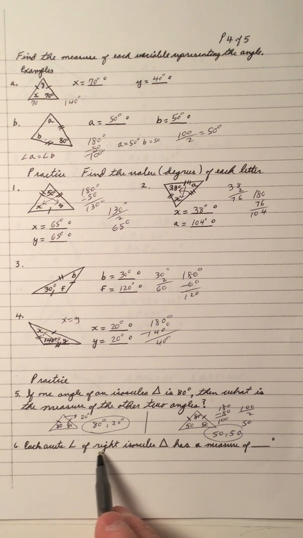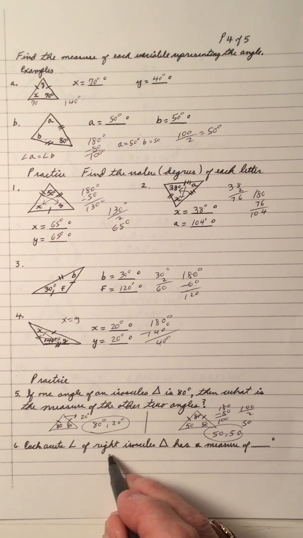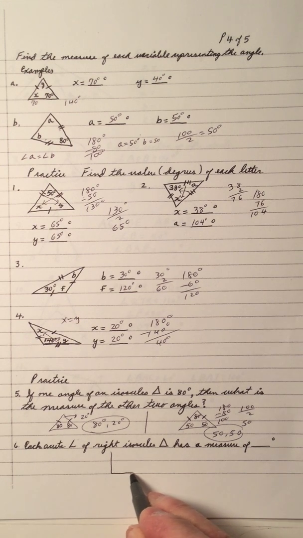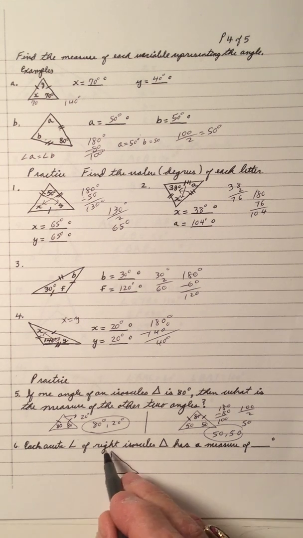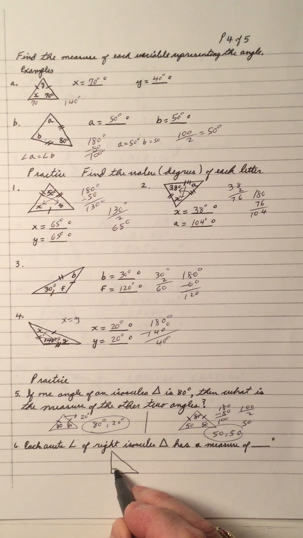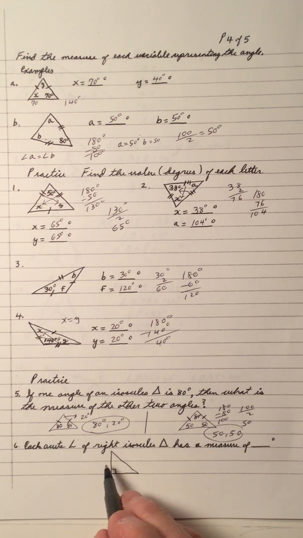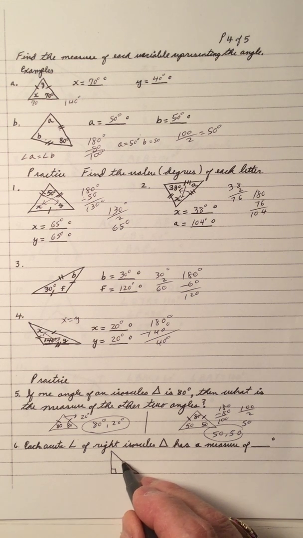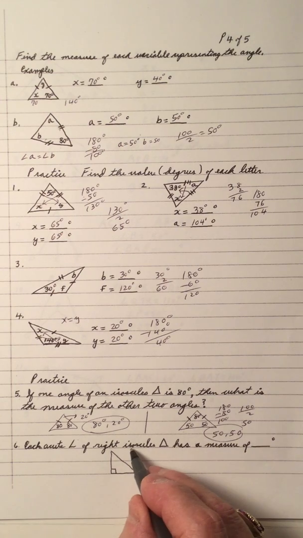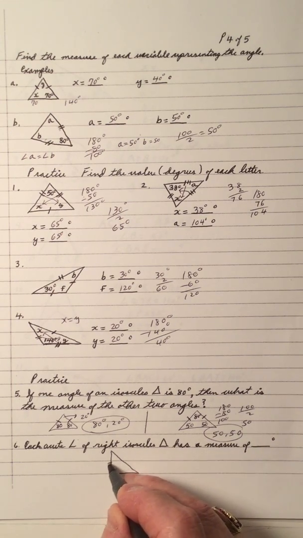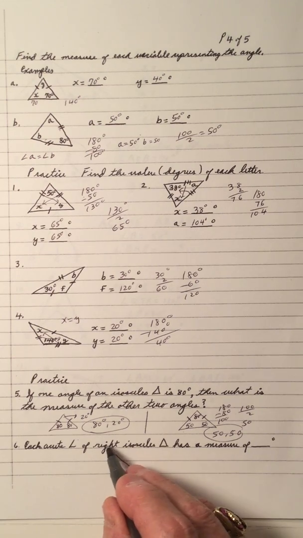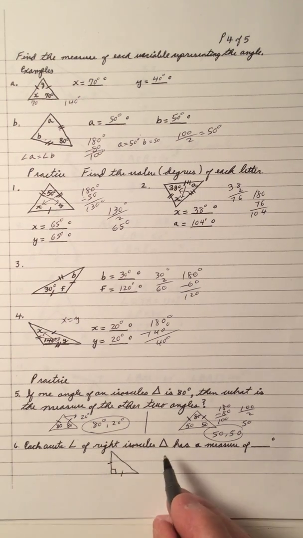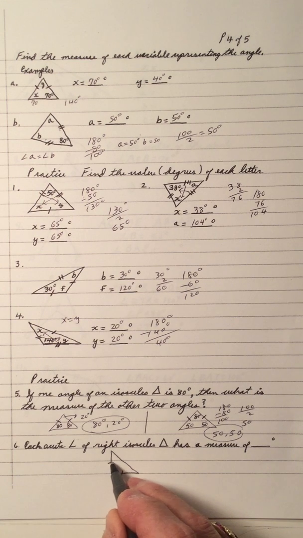Each acute angle of a right isosceles triangle. Watch, a right isosceles triangle. So that means we have a right triangle. If a right triangle is isosceles, the hypotenuse is the longest side. There's the hypotenuse, opposite the right angle. So the only two sides that could be equal are the legs.